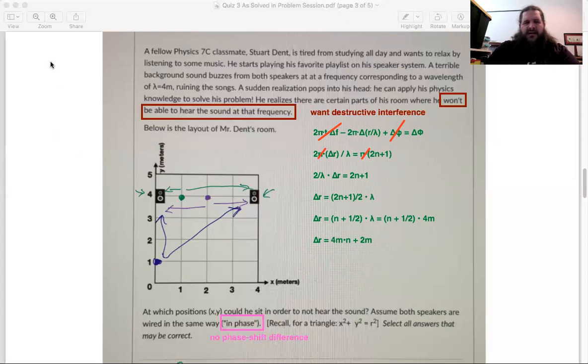So let's try that. Actually, before we look at the actual locations, we might want to look at just some possible values of delta r. For instance, what's probably the easiest number we could plug in for n?